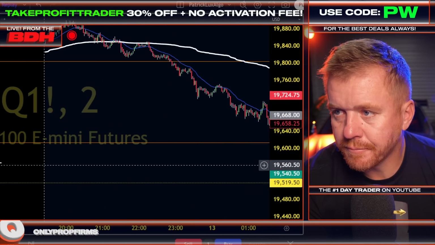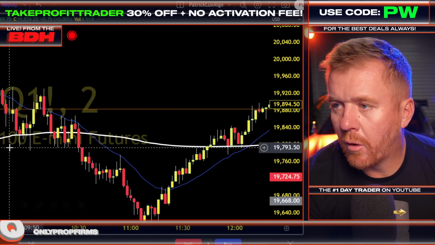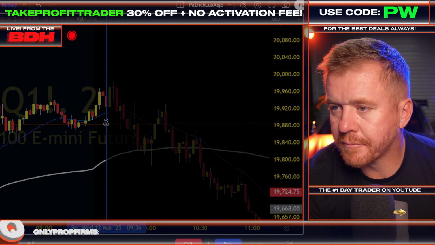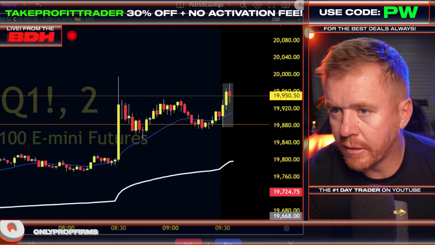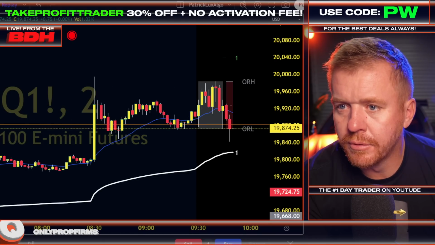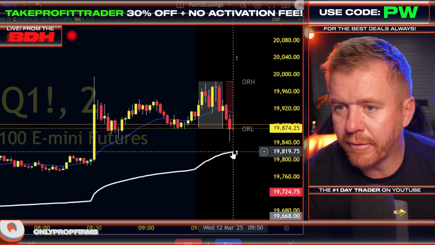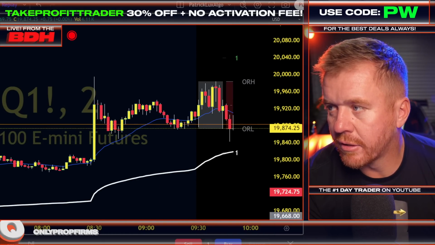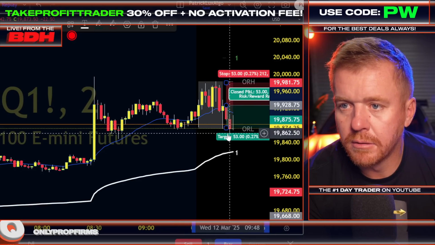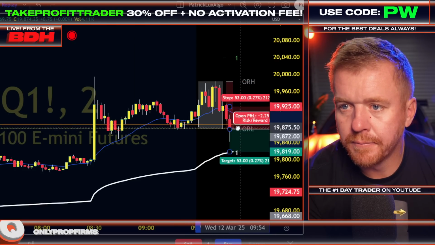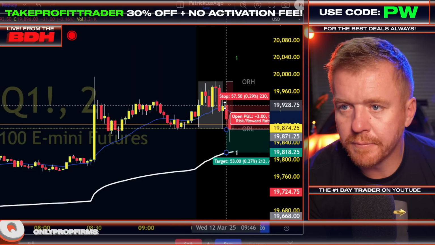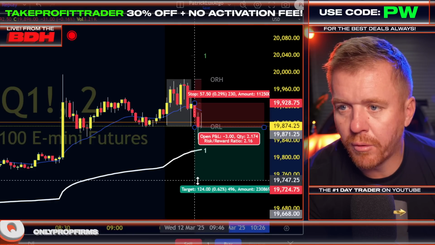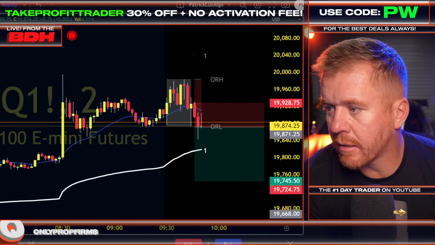Okay. Here we go. Another one. Here we go. All right, we're getting our break to the downside. We got the VWAP right there. Does that turn into support? Let's see. Stop. It's about 50, 60 points. Looking for a move to the downside here.